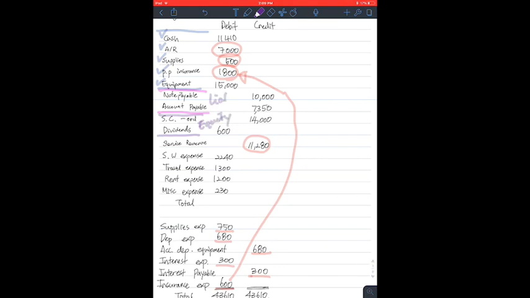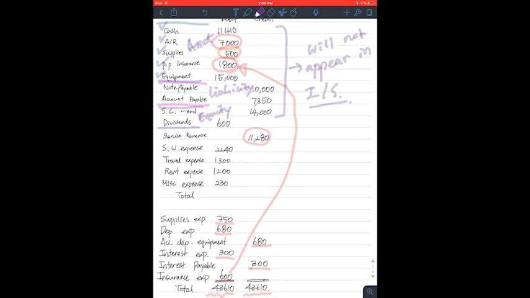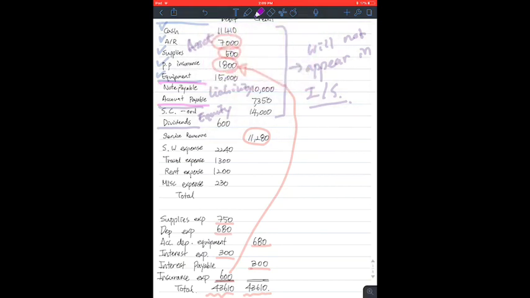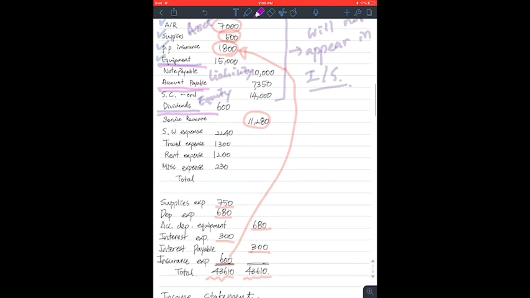And this is your liability. And this is your asset. So these items will not appear in the income statement, right? Then what goes into the income statement? Simply speaking, starting from service revenue and all the expenses.